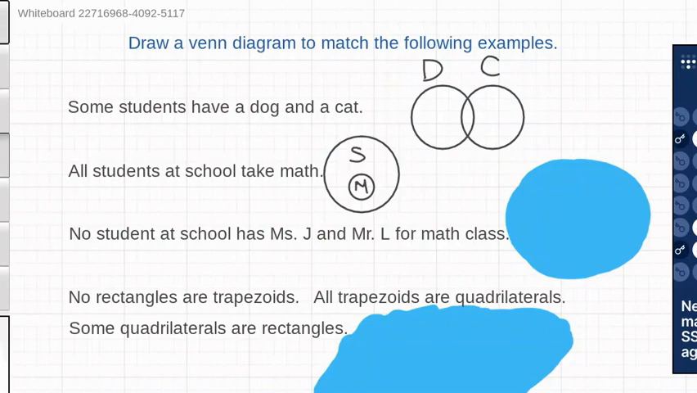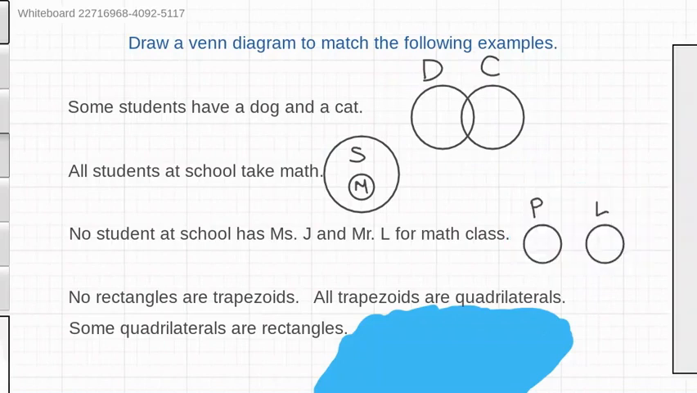No student at school has Miss J and Mr. L for math class. We see no, so we know we have to draw a disjoint Venn diagram. Even if it was nothing or none, it'd all still be the same.